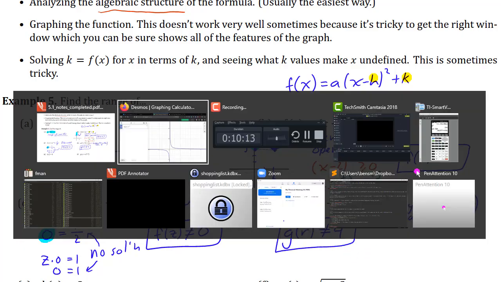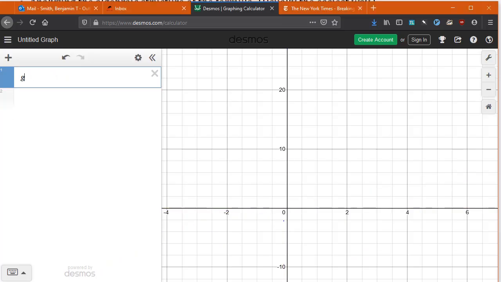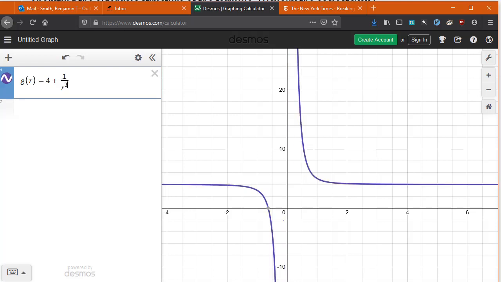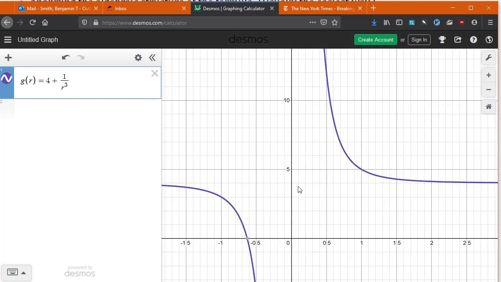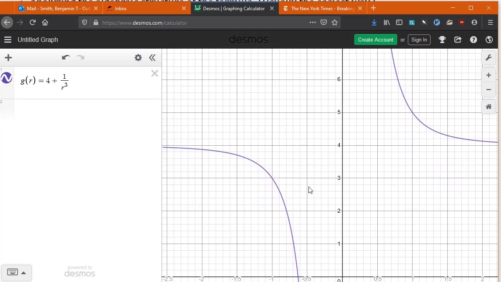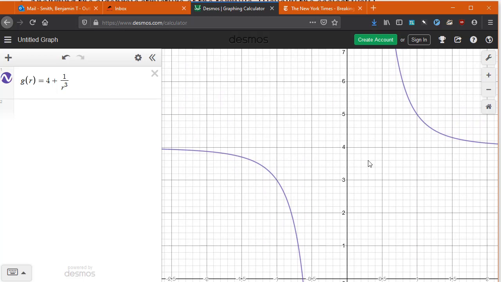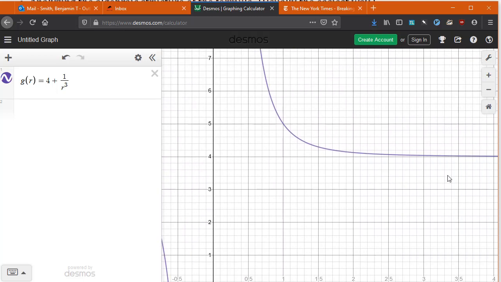And it's a good idea to verify that on a graph. And yeah, so let's see. You can get 0 as an output here if r is negative 0.63. You can get 5 as an output if r is 1, it looks like. But you cannot get 4 as an output. There's no point over here where y is 4, and there's no point over here where y is 4.